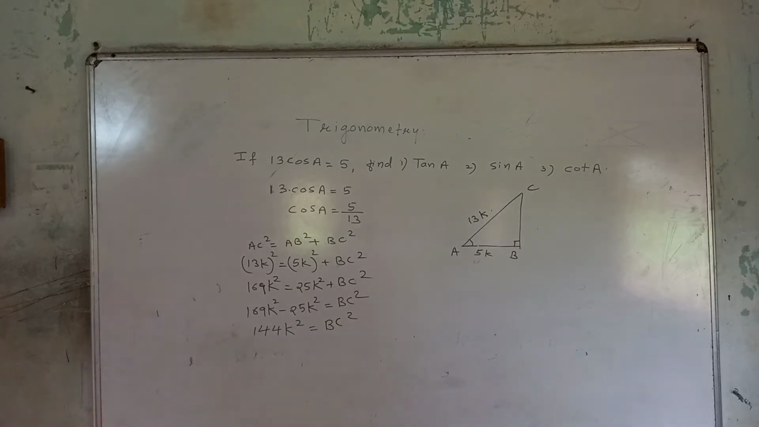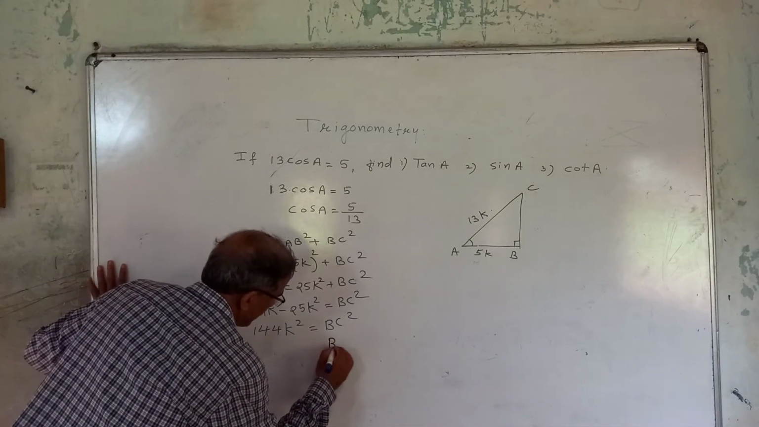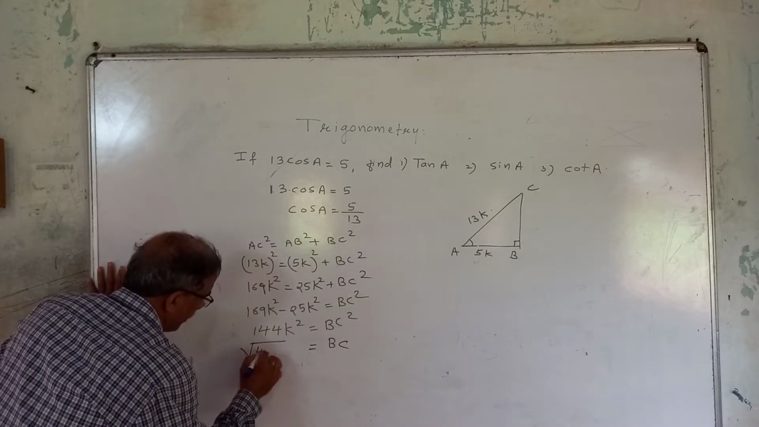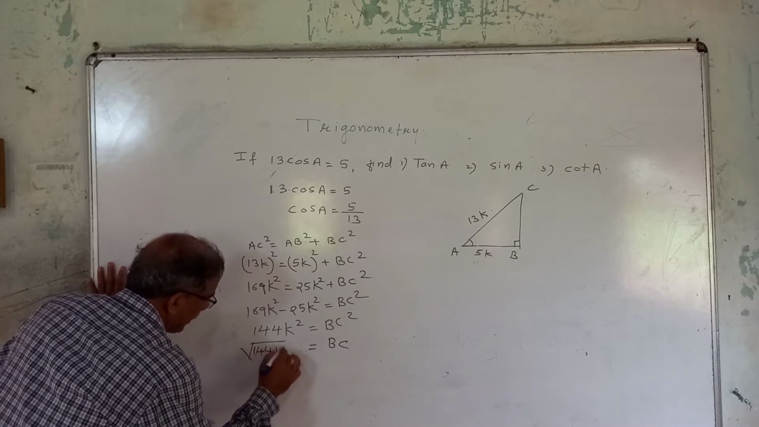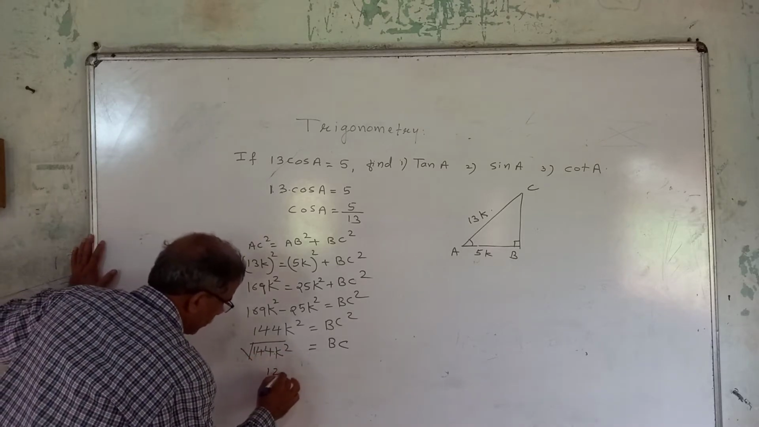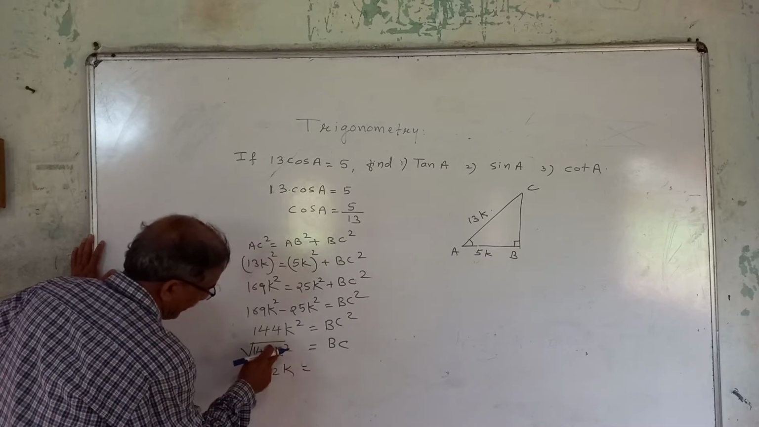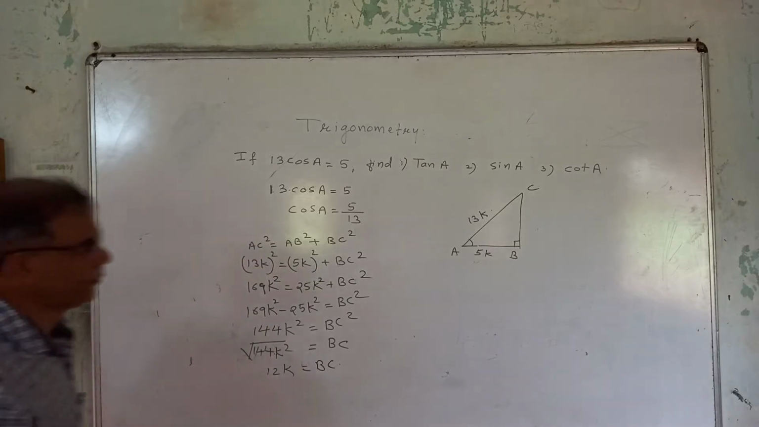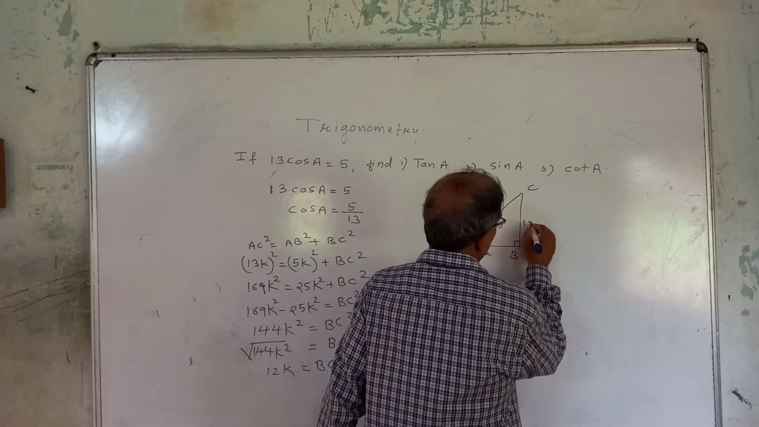Now we want to find BC. So what shall we do now? Remove that square of BC and apply square root here. So BC is equal to root of 144 k square. And 144 is the square of whom? 12. So 12k, square root of k square is k, is equal to BC. So this is 12k.